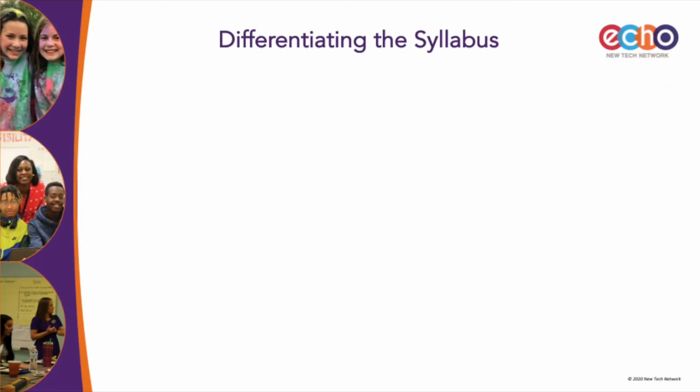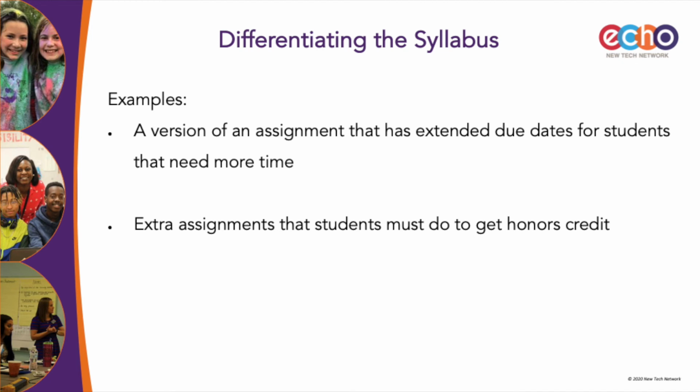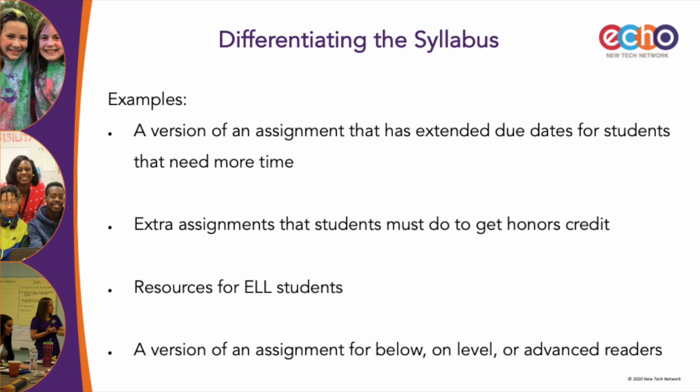Now that we know how to use group settings to adjust visibility of the course syllabus, let's explore a few more examples of when you might use it. If you have a version of an assignment that has extended due dates for students that need more time, if you have extra assignments that students must do to get honors credit, if you have extra resources for ELL students, if you have a version of an assignment for below, on target, or advanced readers.